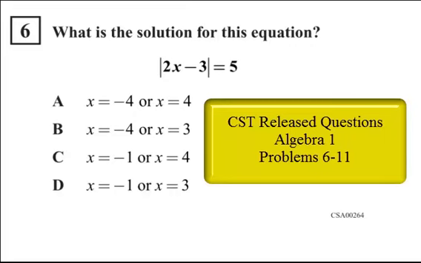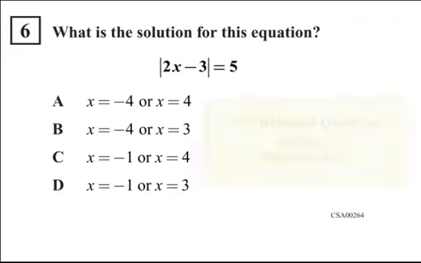This is California Standards Test Release Questions, Algebra 1, Problem 6 through 11. Number 6. What is the solution for this equation? The absolute value of 2x minus 3 equals 5.